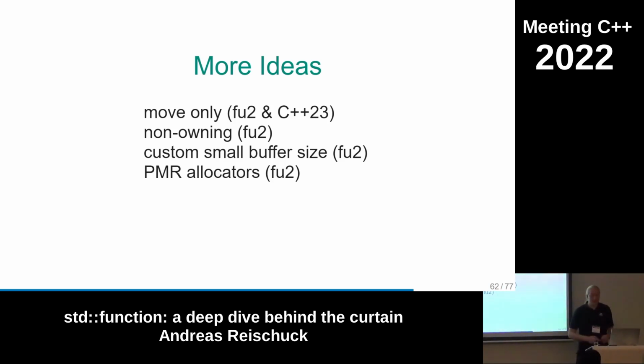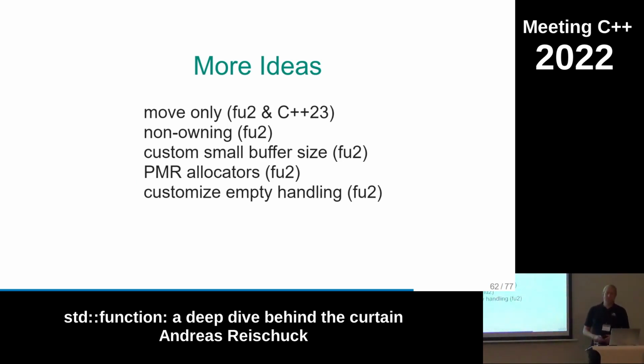Then there's also polymorphic allocator support, which might be thinkable. Also function2 implements that. And we could also customize the empty handling. So instead of throwing an exception all the time, which is, for example, bad for embedded devices, where you would want to disable exceptions, you would like to have something like, if it's empty, then call my standard implementation, or create a default implementation when it's possible. And if it's not possible, I can provide a standard implementation. For example, if you have a function that returns a reference, there's no way to default implement that. But if you return an int, you can default construct the int and return that.